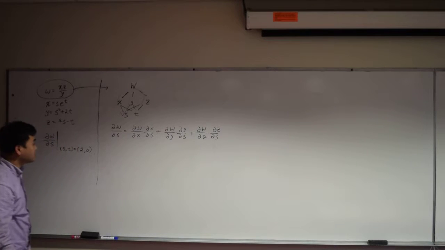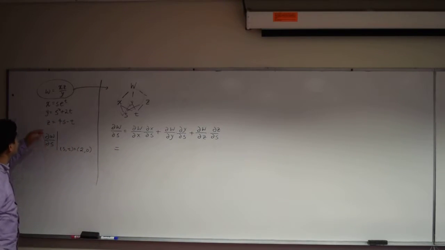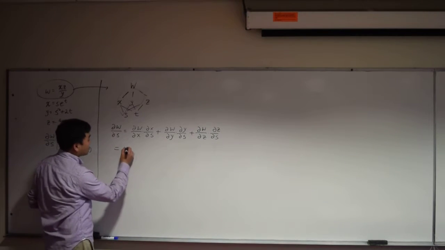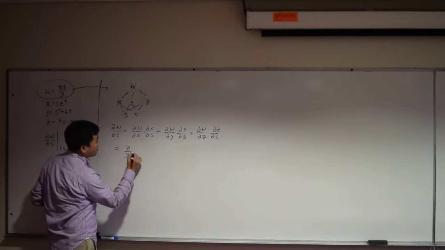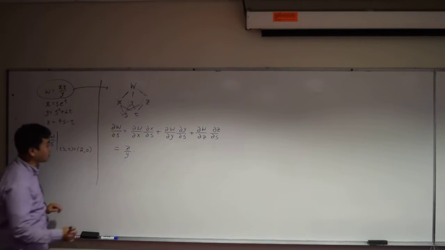Okay? All right, and then ∂w/∂x is, let's see, what do you get if you differentiate this by x? z over y, because if you differentiate x, it's just 1, right? z over y. And then ∂x/∂s: if you differentiate this by s, you differentiate s, it's just 1, so it's just e to the t.